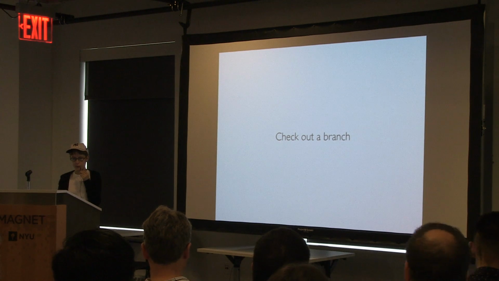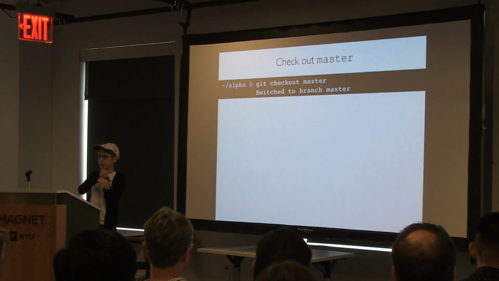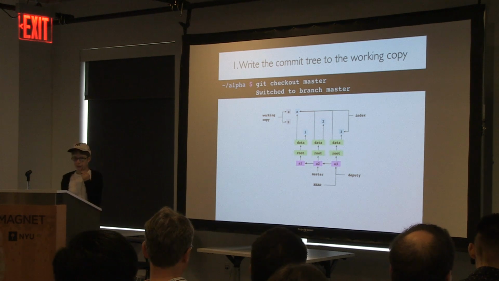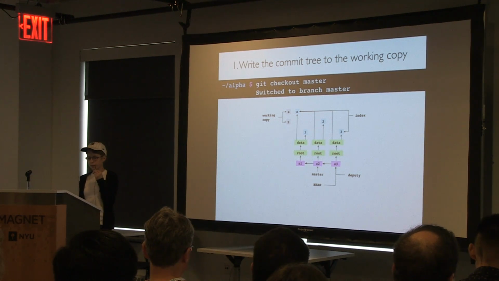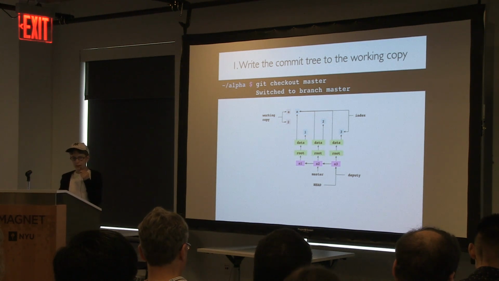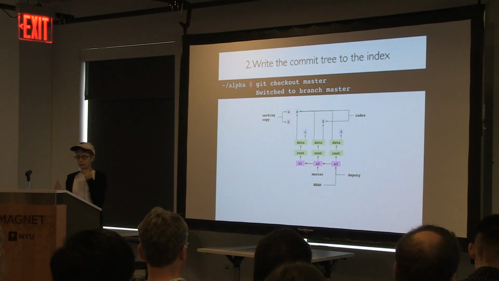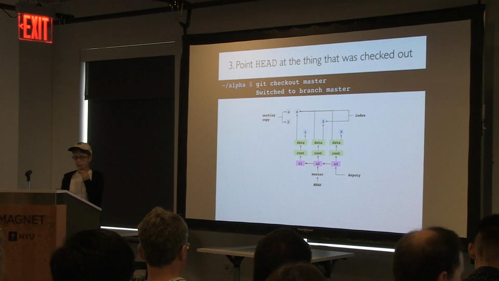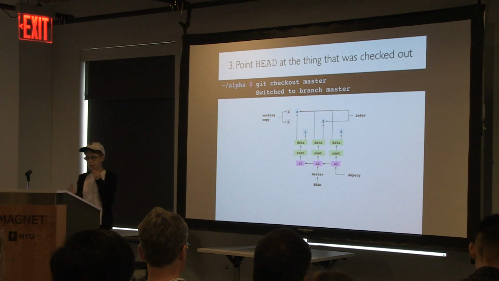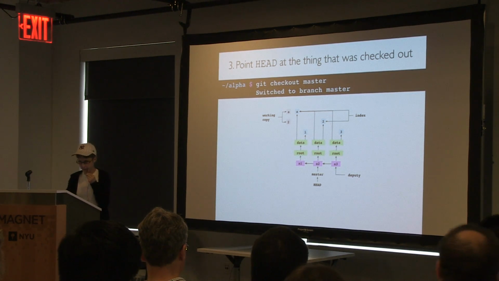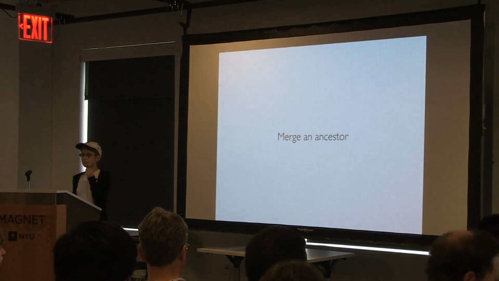Now let's check out a branch. So let's check out master. So before we checked out a commit, now we're checking out a branch. And let's follow through those checkout steps again. So here there is a change to the working copy. It did read A and 3, now it reads A and 2 because we're moving to the A2 commit, which is what master is on. Then we write the commit tree to the index. Again, we've got a change here from A and 3 to A and 2. Next, point head at the thing that was checked out. We just point head at master, which means we're back on a branch, and so our head is no longer detached.